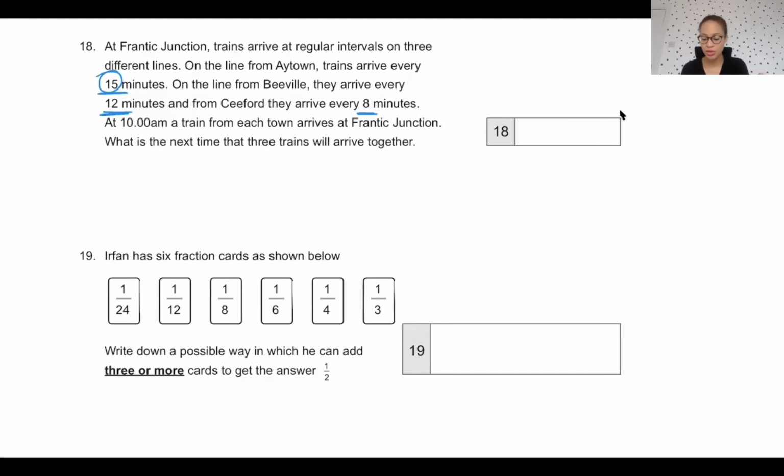So we need a number that all of them go into. There's no point in doing multiples of 8 because the first few, like 8, 16, 24, 15 definitely can't go into. We know 15 doesn't go into those. So start with the largest number. Write multiples of 15 and then see which one 12 and 8 go into.